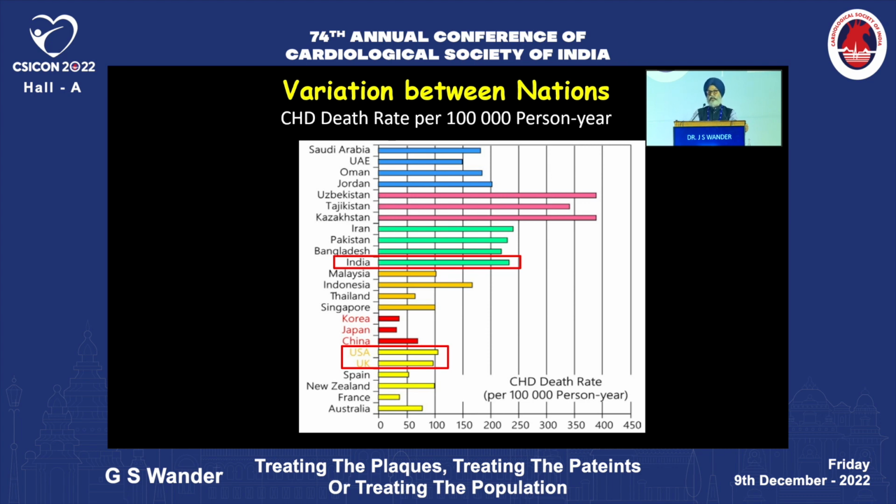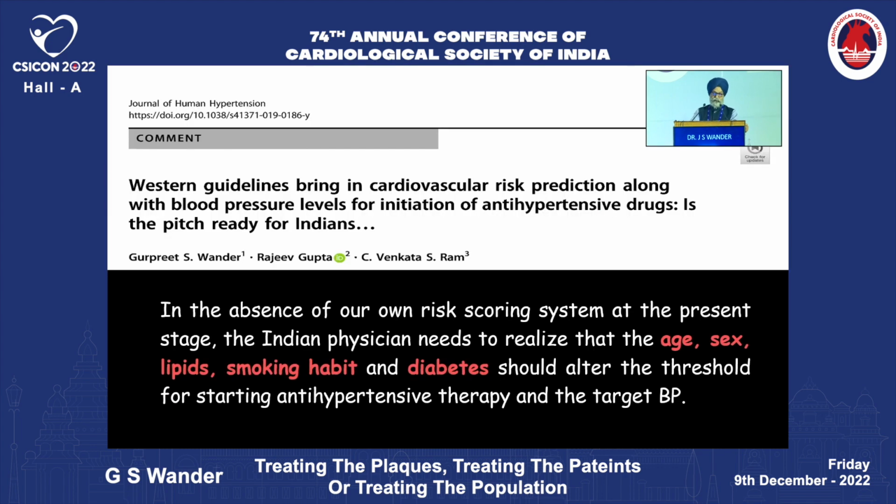We have data from the CREATE study which shows that Indians have a much higher proportion of occurrence of STEMI as compared to N-STEMI, because the ratio is 60-40 here, whereas in some of the other Western countries it is 40-60. So we are a unique kind of population with a different atherosclerotic process.